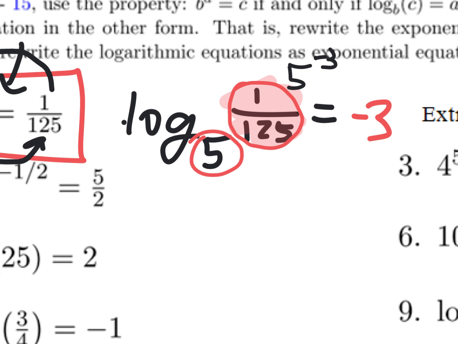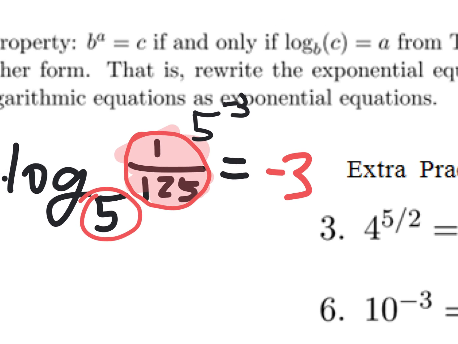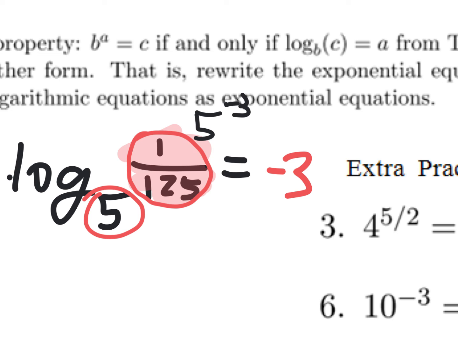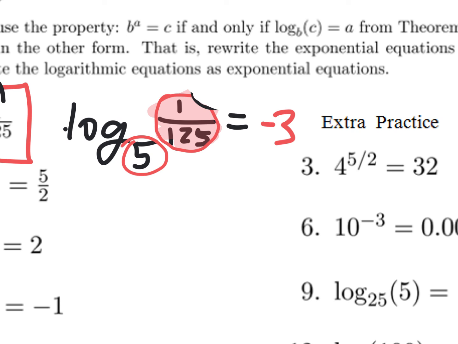Well, what's 5 to the third? 125. What's a negative power do? It makes it 1 over. So this is the same as 1 over 125. Now, you don't have to write all that. Your only job here was to make it into a log. I'm just showing you that that implies something else about 1 over 125. It could be 5 to a power of -3.